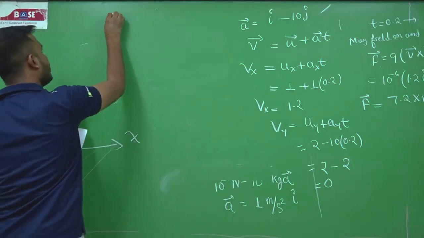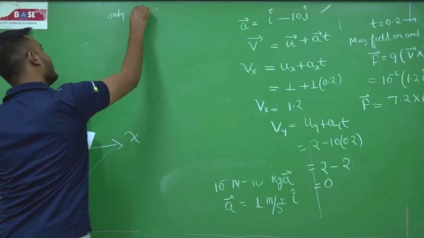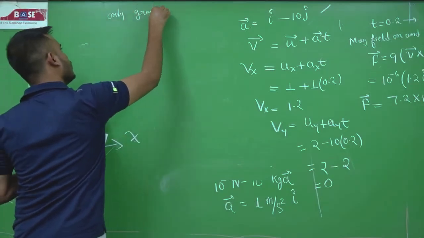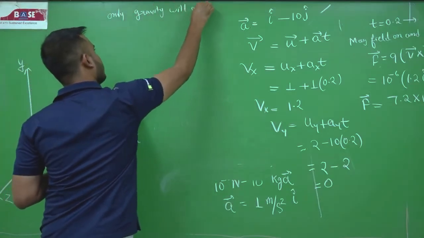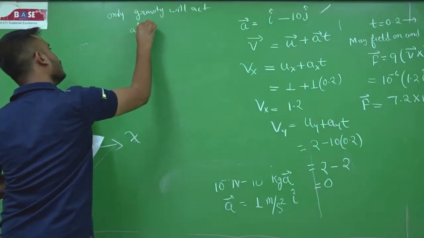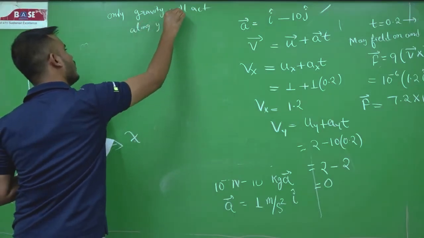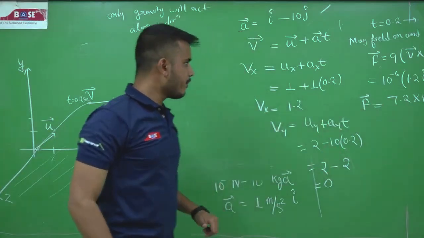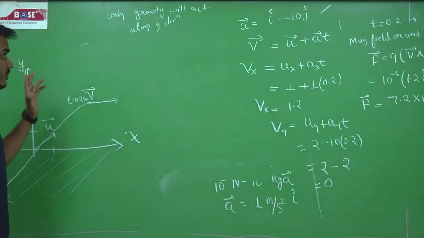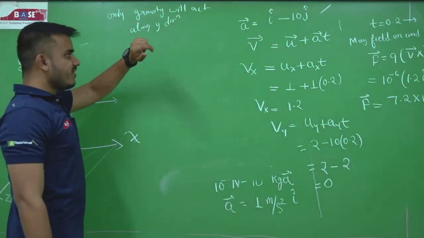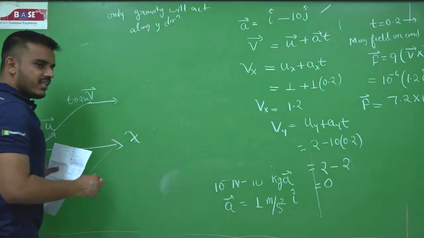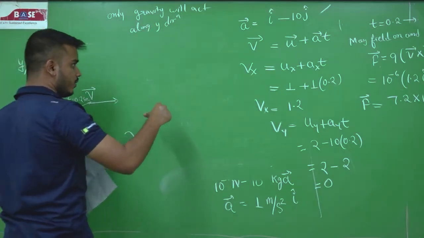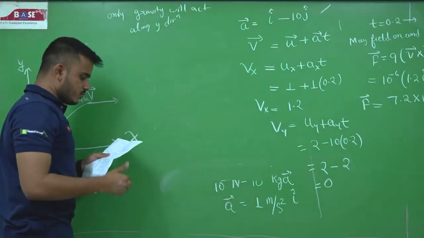It means only gravity will act along the y direction, because what is the direction of the magnetic force? It is along the k cap, and we are analyzing along the y direction, so only gravity is acting here. And what is the magnitude of the gravitational force? You already know, it is 10 meter per second square downward.